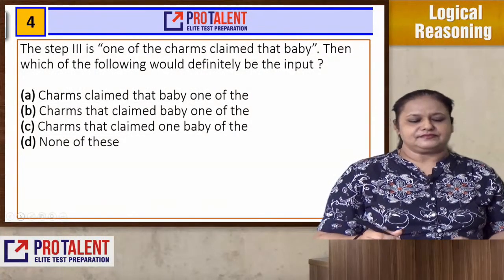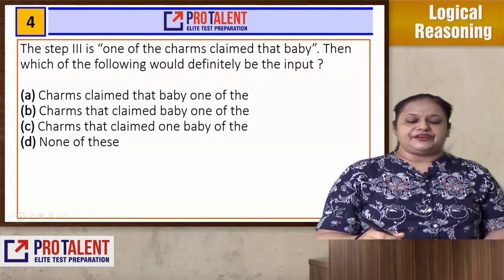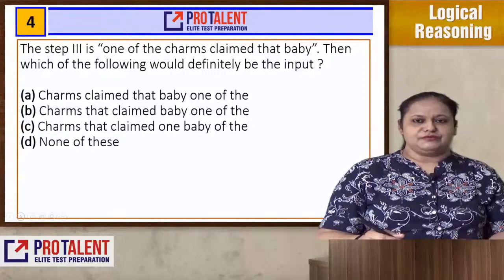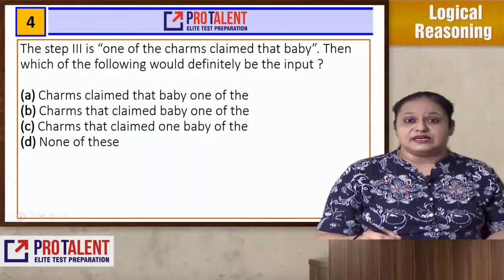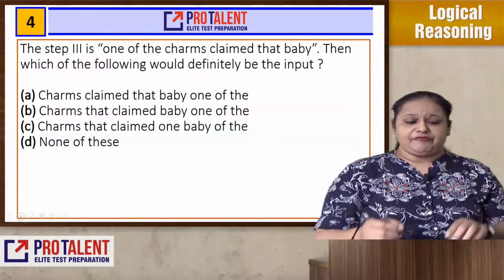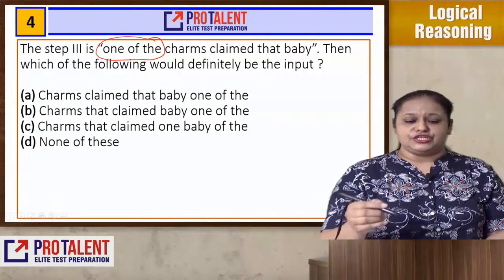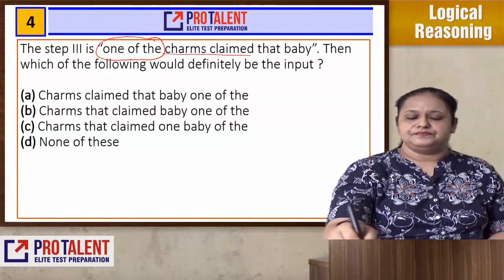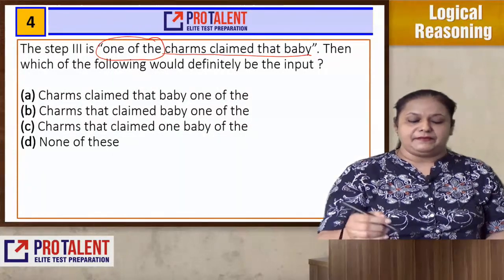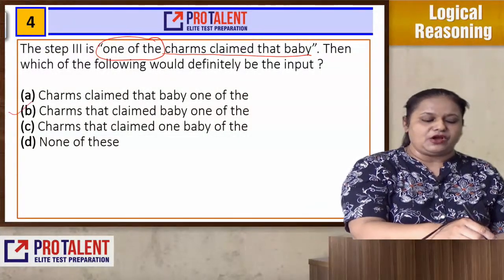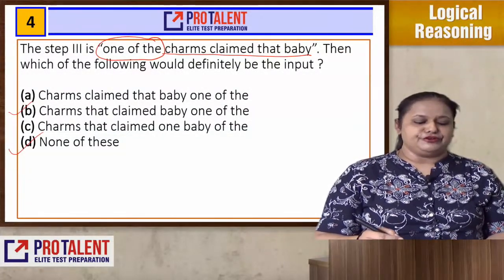Question number 4. The step 3 is this, then which of the following would definitely be the input? If this is the step 3, then which is going to be it? This is the third step, meaning 3 words have been shifted over here, right? And the rest, so this should have been the first part of it. Okay, Charms claimed that baby. So here the answer is going to be either B or D. What is the answer? Question number 4.